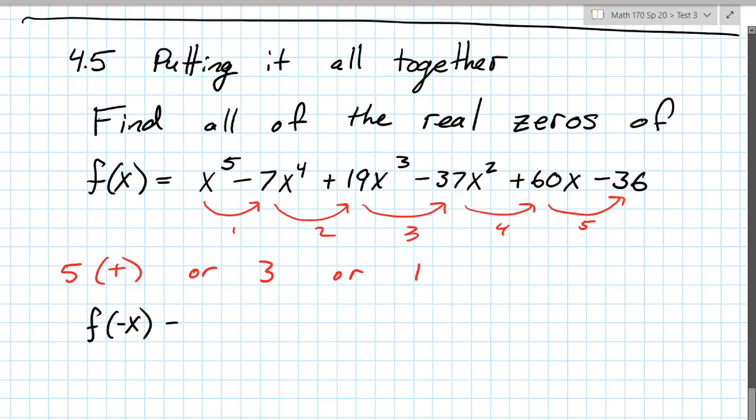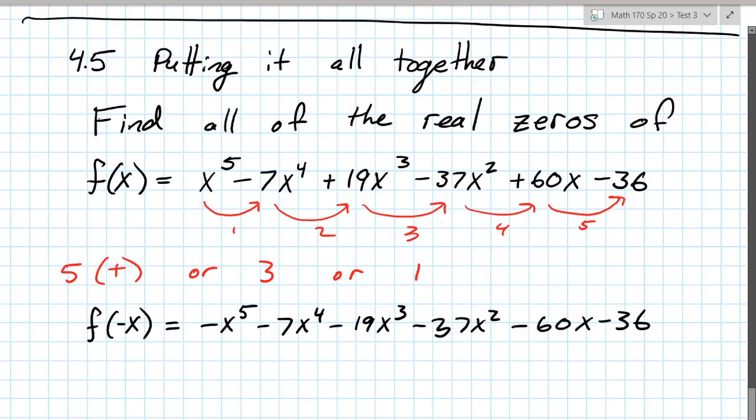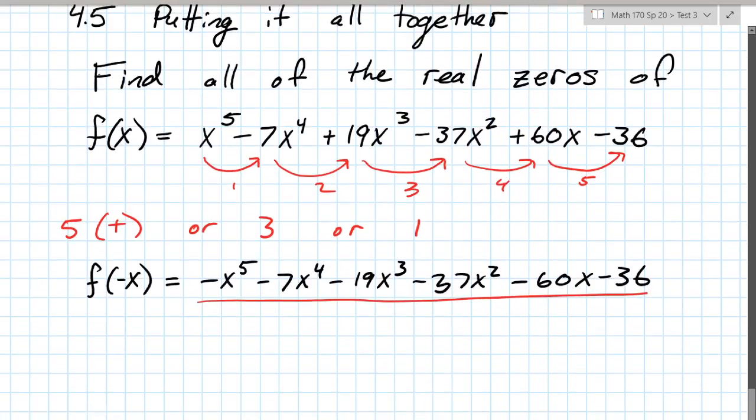We can change the signs of all the odd powers and do Descartes' Rule of Signs for the negative zeros. And it looks like all of those are negative. So there are 0 negative zeros. That's nice because now we don't have to bother with negative zeros. All of our zeros are going to be positive zeros.